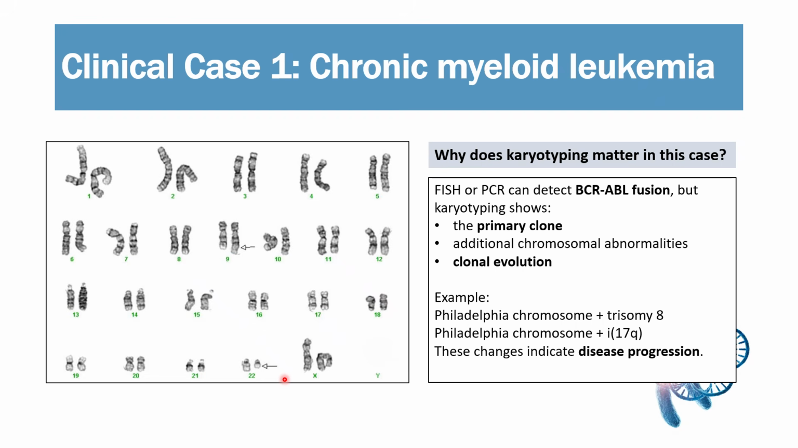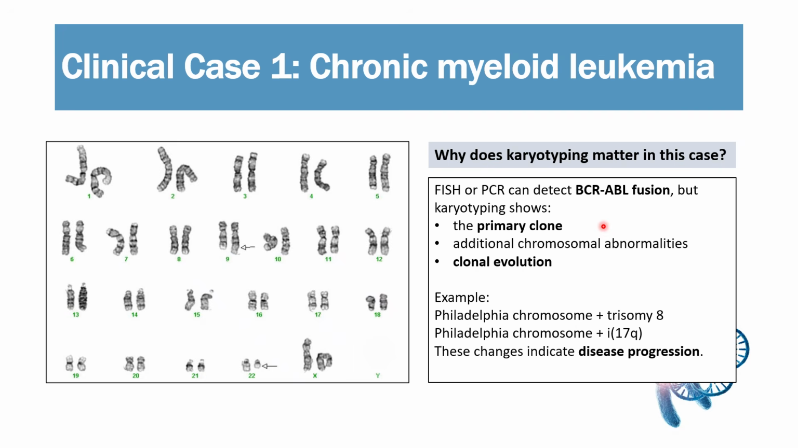Now here, why does karyotyping matter in this case? Yes, it helps you to confirm chronic myeloid leukemia. And you can also detect BCR-ABL fusion with FISH or PCR.